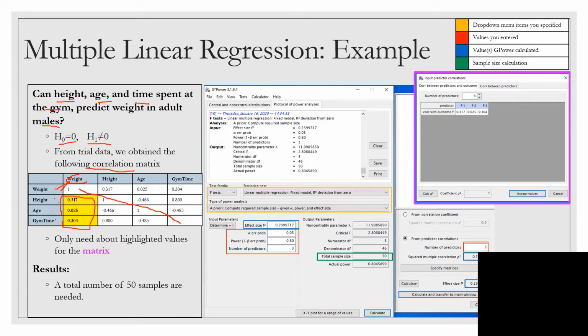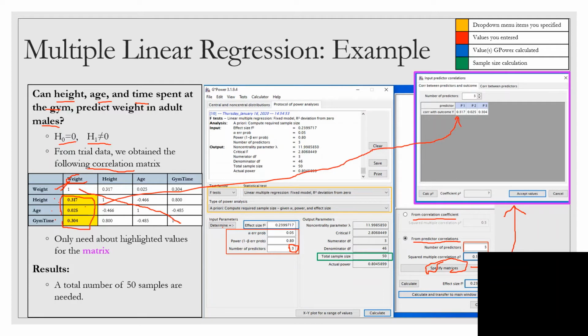So if we click determine after entering, we have 3 predictors and then our alpha and power. We can either do correlation coefficient, or here we're doing from predictor correlations. Then we specify the matrix C, which brings this up here. And then we can enter the correlation coefficient.